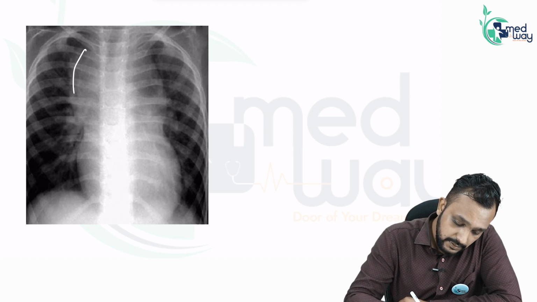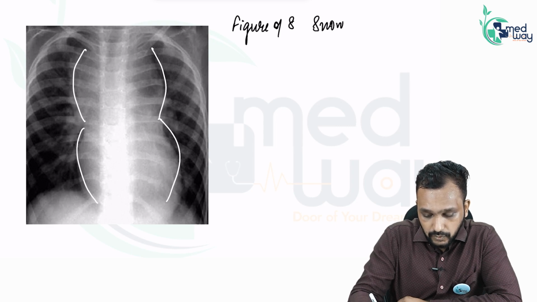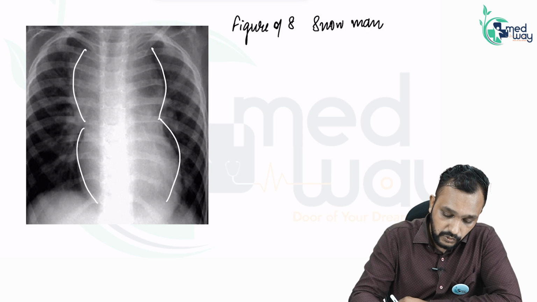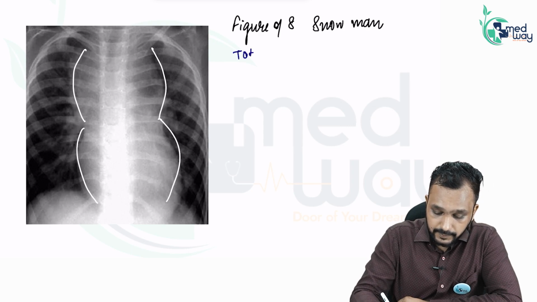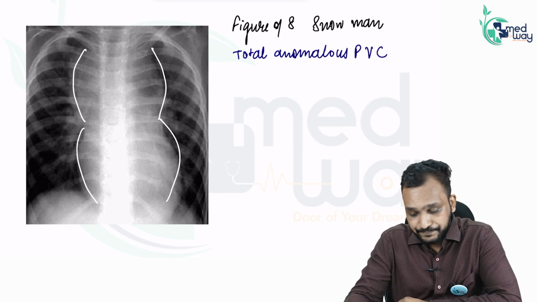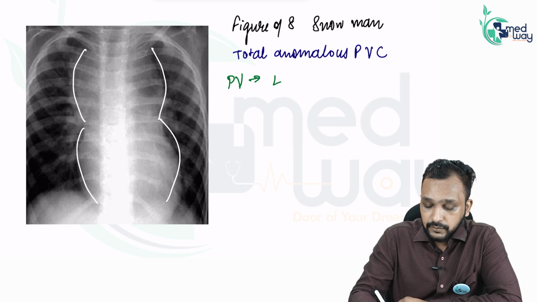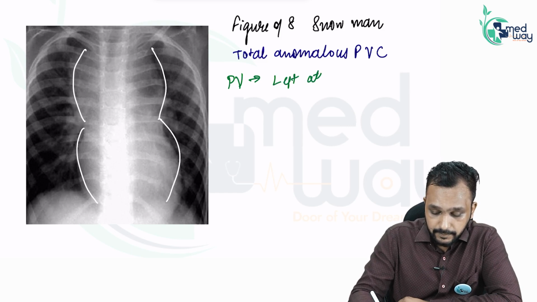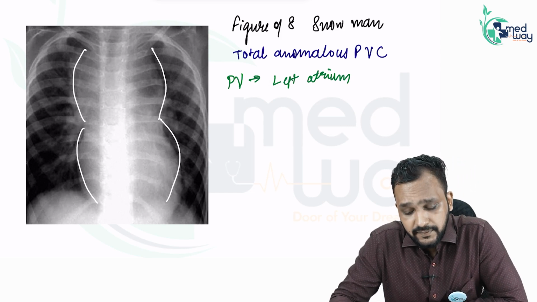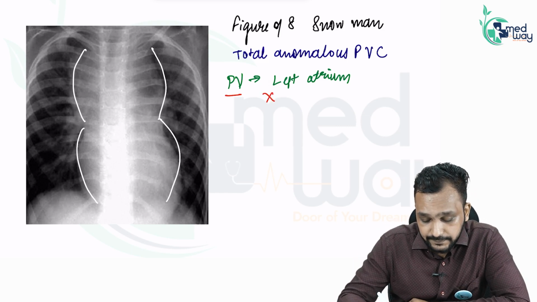So how does this image look? If you look at this image very carefully, it looks like a figure of 8 appearance, or you can say it is giving a snowman appearance. So this figure of 8 or snowman appearance is seen in patients with total anomalous pulmonary venous connection. So what do you understand by total anomalous pulmonary venous connection? So guys, in a normal patient, what happens? All the pulmonary veins, these are draining into the left atrium, right? But in patients with TAPVC, the pulmonary veins, instead of going into the left atrium, they are draining into the right atrium.